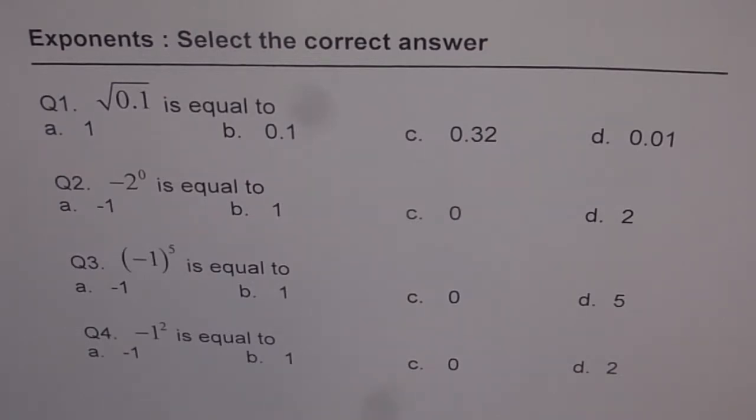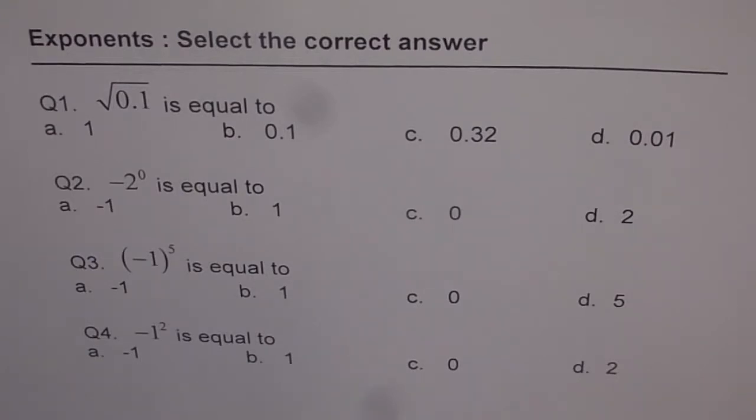Now let's go through them. Question number one, square root of 0.1 is equal to what? Four choices: 1, 0.1, 0.32, and 0.01. Second one is, minus 2 to the power of 0 is equal to minus 1, 1, 0, or 2.